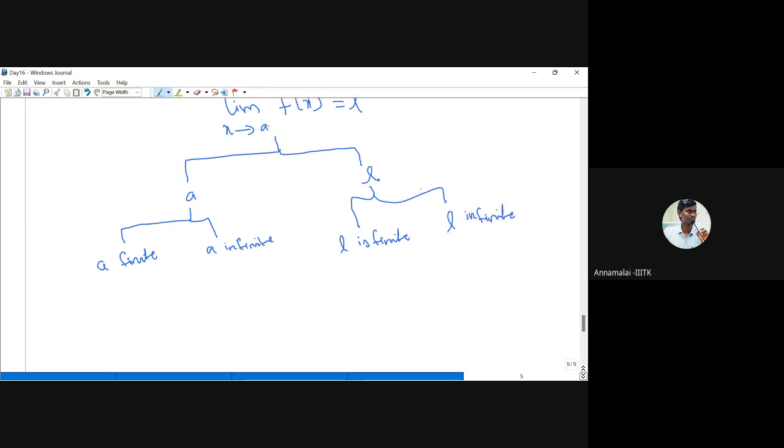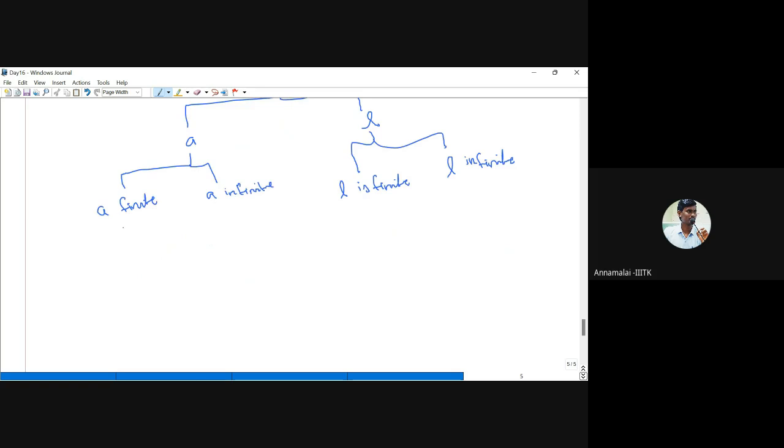If a is finite, then we can talk about the right hand limit and the left hand limit, and then we can talk about the limit at the point. If the right hand and left hand limits are equal, then this is the limit of the function. If a is infinite, there are two cases: minus infinity and plus infinity. Similarly, if L is finite, it's not an issue. If L is infinite, then it is either minus infinity or plus infinity. Now we can write the definition accordingly for all of these.